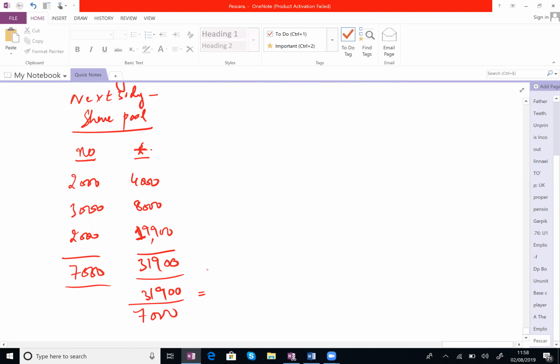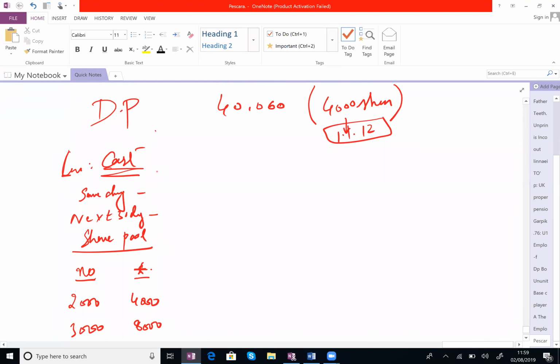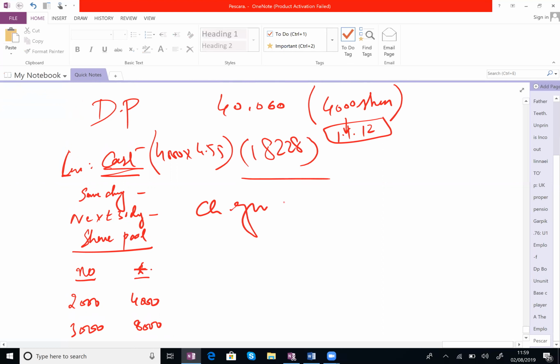So what is the per share cost? Quickly calculate it. £4.55 per share. And we need the cost of 4,000 shares, so 4,000 times 4.55. What is the total cost? £18,228. And the chargeable gain is £21,772.